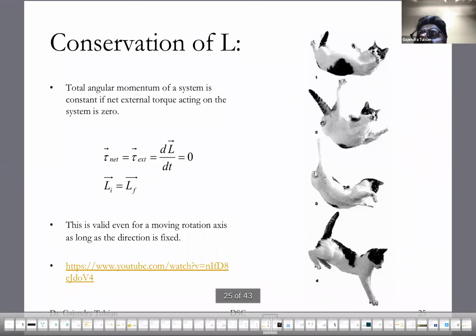So what this slide shows you is the following. I was trying to look for this equation, which it looks like we had skipped. Somehow the slide got skipped. But anyway, here's the equation. The net torque is equal to the rate of change of angular momentum.